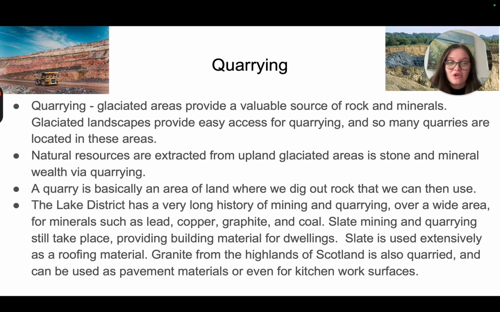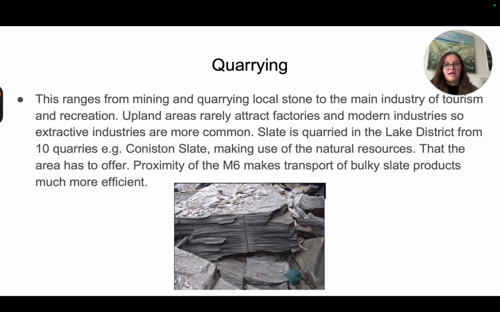Granite from the Highlands of Scotland is also quarried, which some people use as worktops in their kitchens, and can be used as pavement materials or even for kitchen work surfaces, because it's so hard wearing. This ranges from mining and quarrying local stone for the main industry of tourism and recreation. Upland areas rarely attract factories and modern industries, so extractive industries, so taking things from the land, are more common.